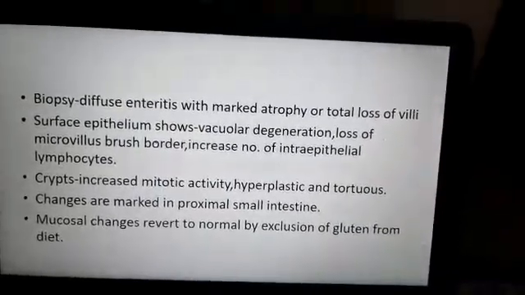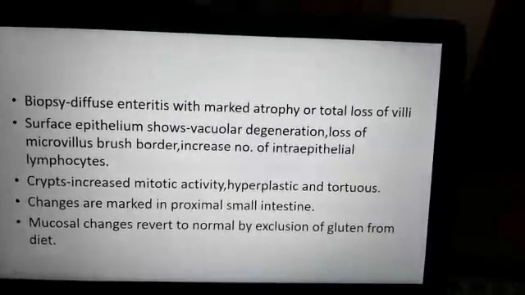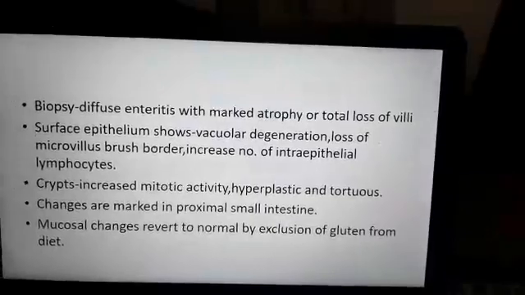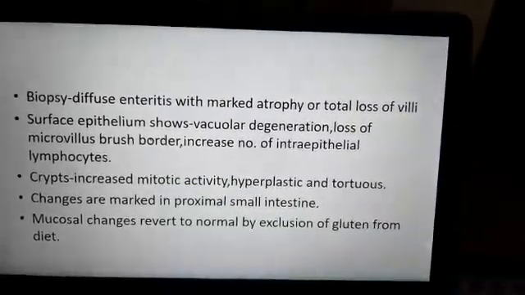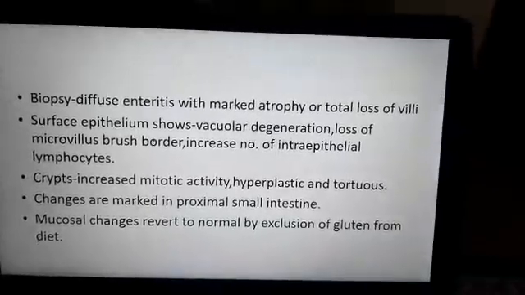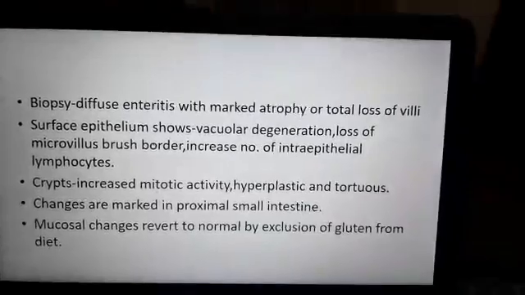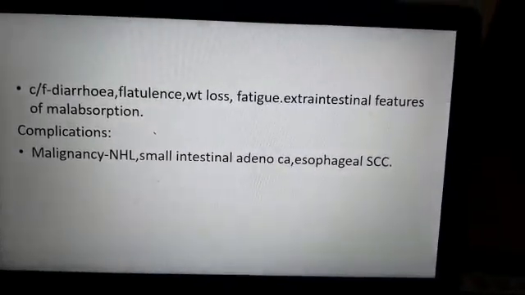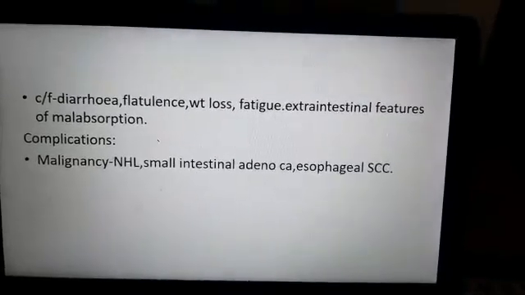Biopsy will show loss or atrophy of the villi with the epithelium showing changes like vacuolar degeneration, loss of the microvillus brush border, and increased number of intraepithelial lymphocytes. The crypts also will be hyperplastic and tortuous. All these changes on the mucosa will revert back to normal by exclusion of gluten from diet. Then the clinical features and complications. So this is about celiac disease or celiac sprue.